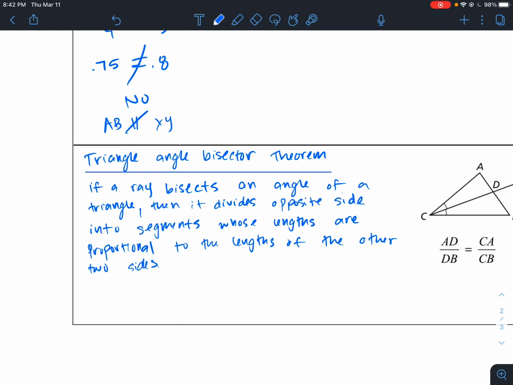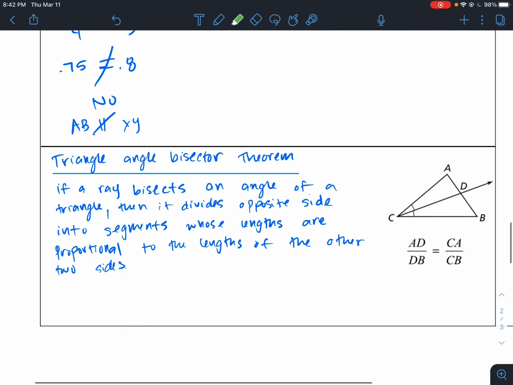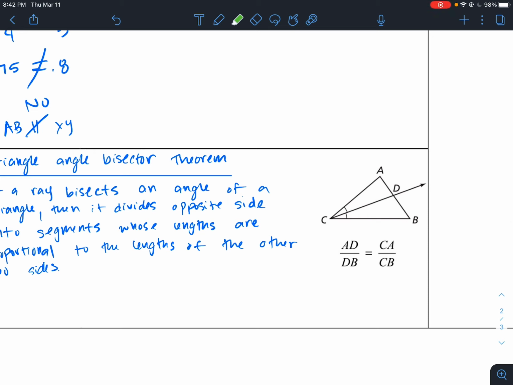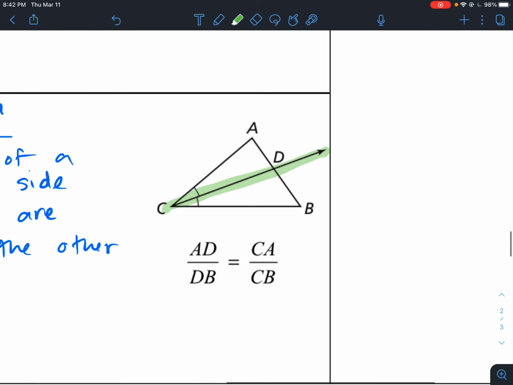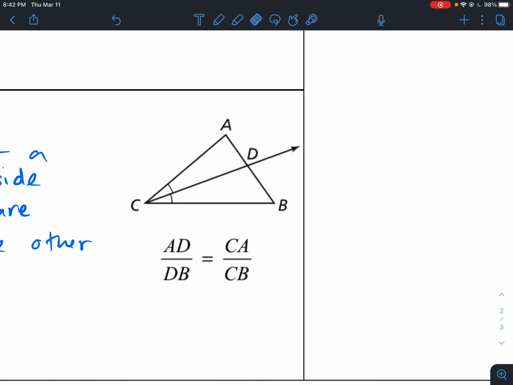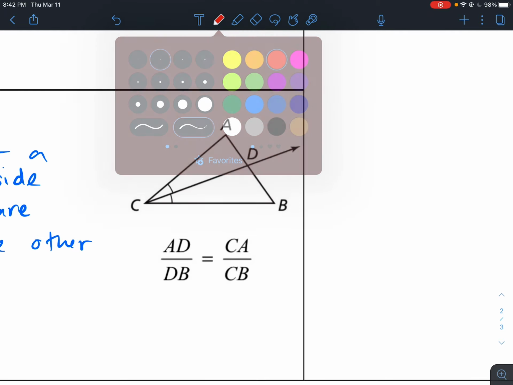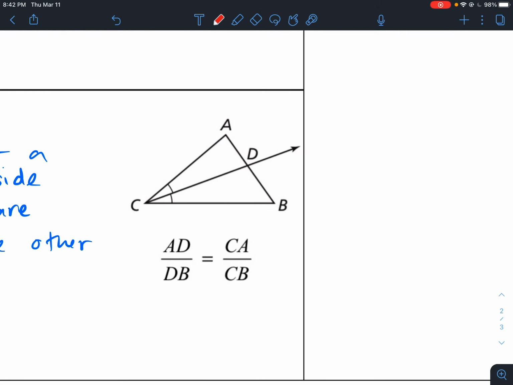So pause the video if you need a little bit more time to write that down, but I'm going to continue on with an explanation to kind of expound upon that. So if a ray bisects an angle, so you see when bisecting, if you can remember the definition of bisecting, means to cut in half into two equal parts. So this ray is bisecting angle C into two equal parts, meaning that this right here and this right here, these angles are equivalent because angle C is being cut into half, and its halves are this angle and this angle.